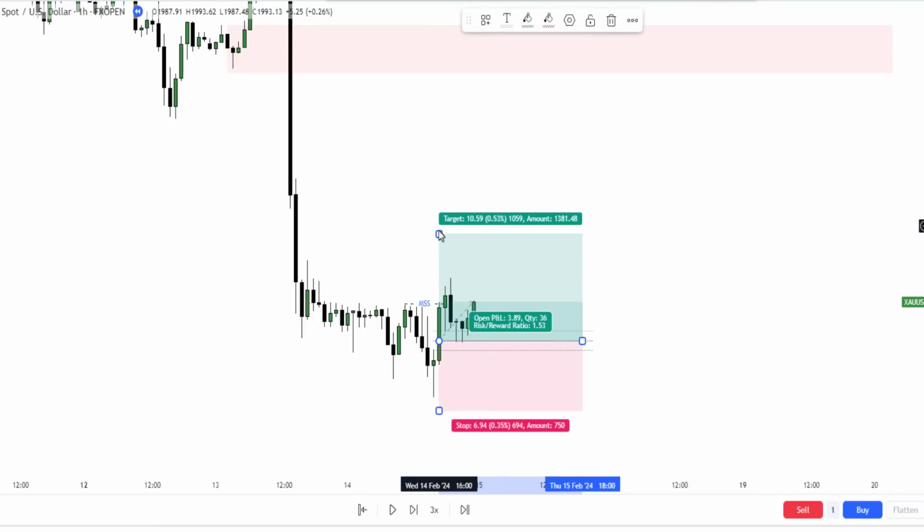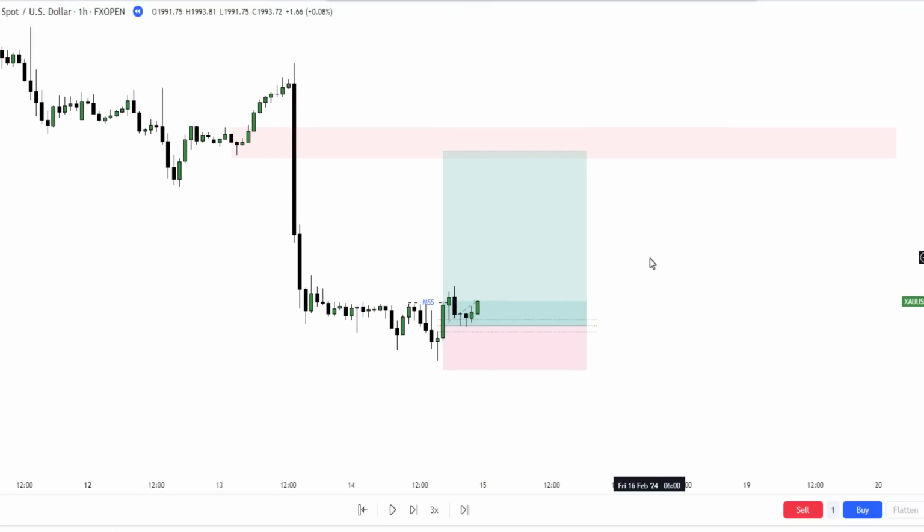My stop loss is here and my target is going to be here. Yes, I don't want to be following what the conservative traders are doing. So this guy is taking his trade now.